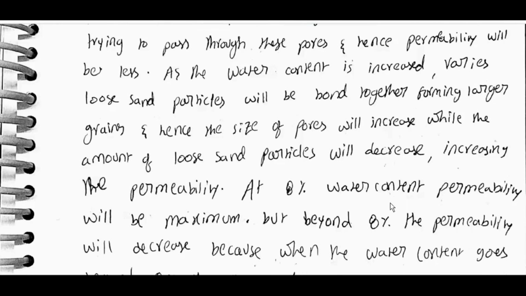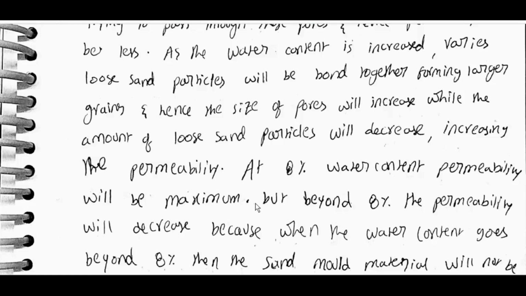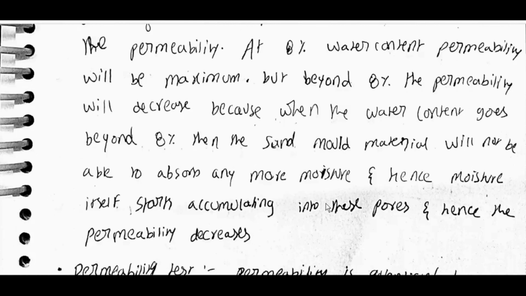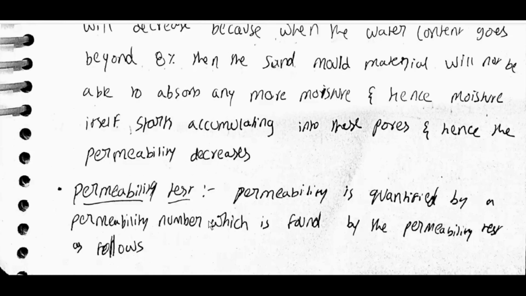At 8% water content, permeability will be maximum, but beyond 8% permeability will decrease, because when water content goes beyond 8%, the sand mold material will not be able to absorb any more moisture, and hence moisture itself starts accumulating in the pores, and hence permeability decreases.